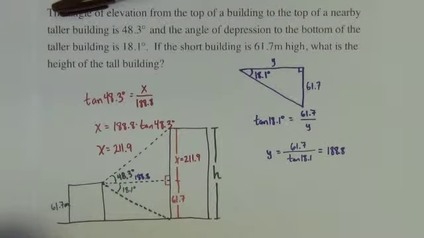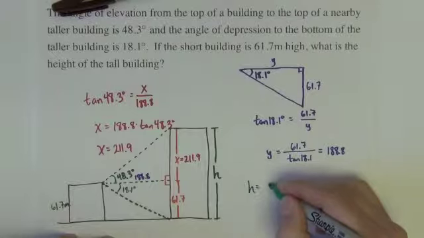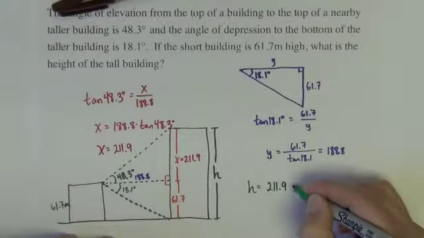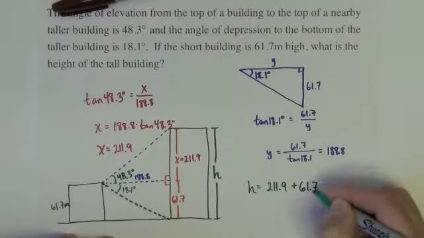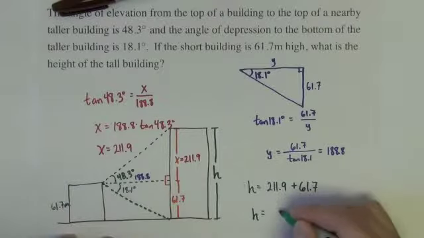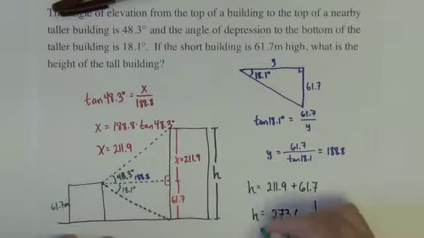Okay, at this point we're ready to finish this by finding the height of the building that we want. The height is 211.9 plus 61.7. The height we're after is 273.6 meters.